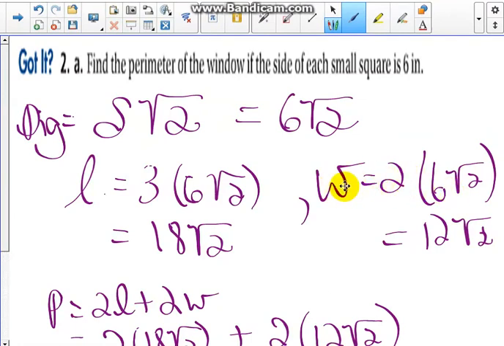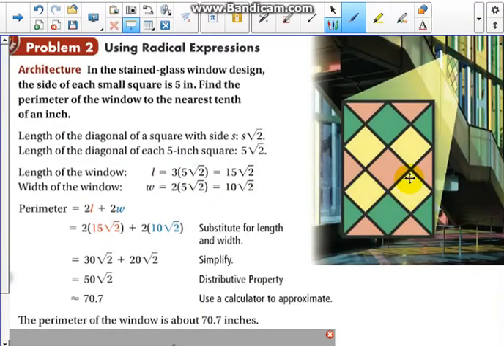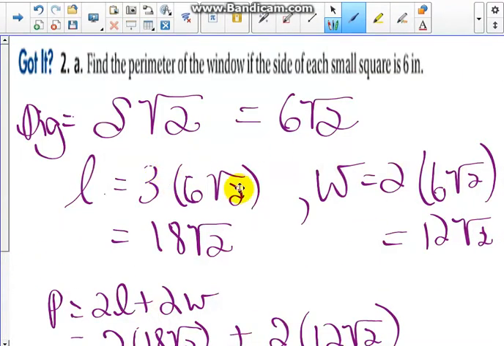Okay, so I wanted to show you, in case you got it, the diagonal is s times radical 2, s being the side of your square pane, and we say it's 6 here, so 6 radical 2. We know on the length we have 3 of those, and on the width we have 2 of those. So let's plug that in. The length is 3 times 6 radical 2. The width is 2 times 6 radical 2. Simplifying both, we have 18 radical 2 for the length and 12 radical 2 for the width.